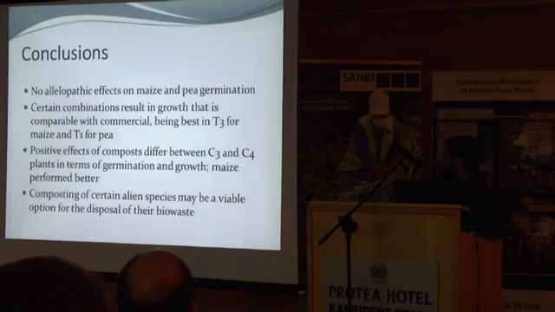In conclusion, no allelopathic effects were noted on maize and pea germination. Certain combinations did result in growth that is comparable with the commercial, being the best in T3, which was the Litsea and Tithonia for maize, and T1, which was the Acacia and Tithonia for pea. Positive effects of compost differ between C3 and C4 plants in terms of germination and growth, with maize having an overall better performance. So we suggest that composting of certain alien species may be a viable option for the disposal of their biowaste.